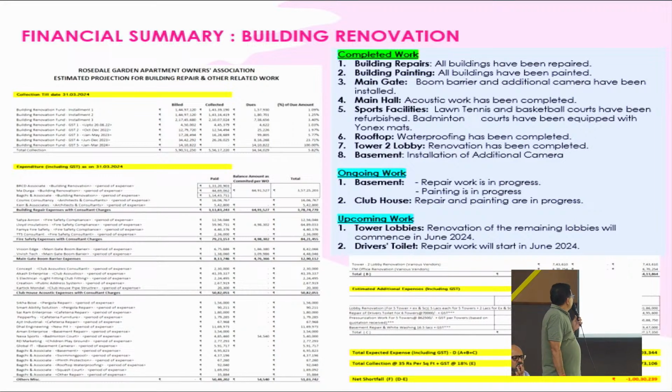then upcoming works are tower lobbies. Renovation of the remaining lobbies will commence very soon, and then there is an issue with the drivers' toilet. We have a drivers' toilet in every tower, but it was used by about 100 people per tower, during the building repair, painting, and interior decoration of individual flats. It is being used by so many people that it is in a very shabby condition. So we have to do that also, and the toilet work will be done very soon.